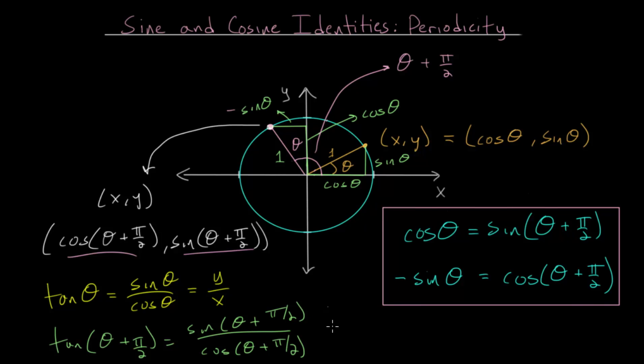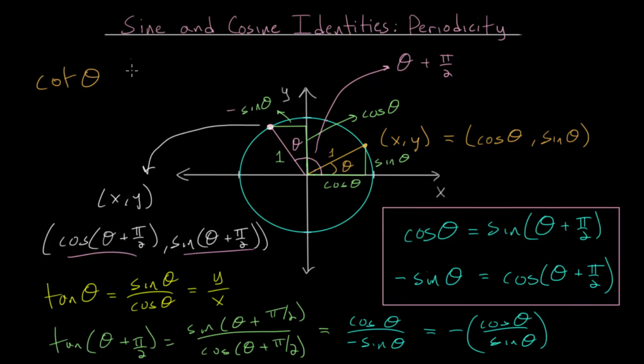We can use these identities that we derived, where the sine of theta plus pi over 2 is just the cosine of theta, and the cosine of theta plus pi over 2 is just the opposite of the sine of theta. And this ratio of the cosine divided by the sine, notice that it's the reciprocal of the tangent. We define the cotangent function, the cotangent of the angle, as the reciprocal of the tangent function, meaning that the cotangent is the cosine divided by the sine of the angle.